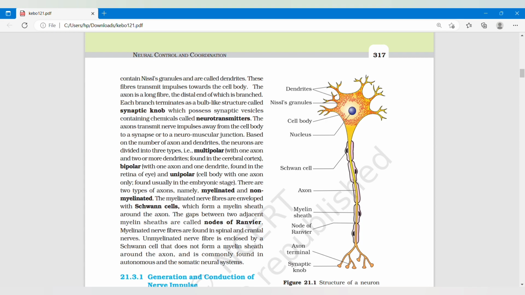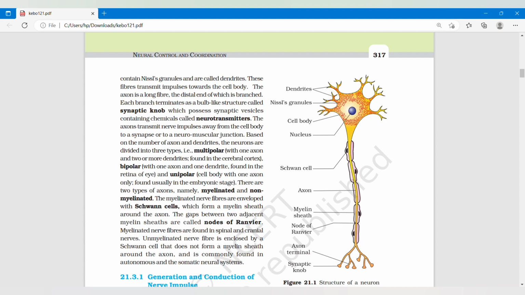Based on the number of axons and dendrites, the neurons are divided into three types. That is multipolar, with one axon and two or more dendrites, found in the cerebral cortex. Next one is bipolar, with one axon and one dendrite, found in the retina of the eye. And the last one is unipolar, a cell body with one axon only, found usually in the embryonic stage.